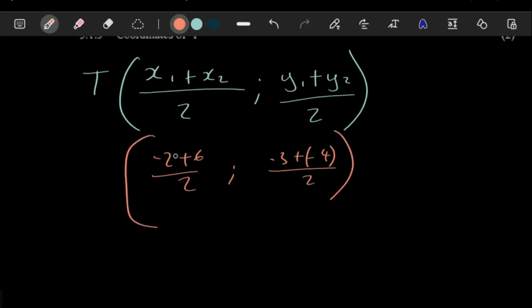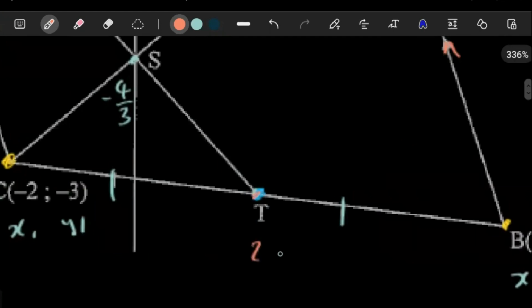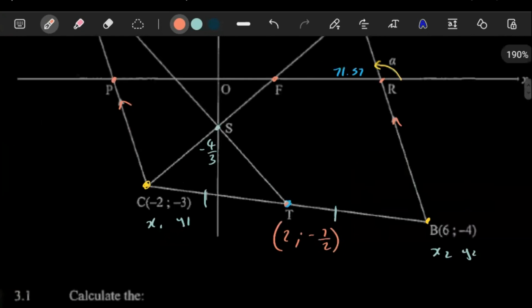So this is like 4 over 2, that's going to give you a positive 2. And this one is going to be a negative, because a plus and a minus gives you a minus. So this is like negative 7 over 2. This is your coordinate of T. And it kind of makes sense, but as you get it, you want to put it in your sketch. Let's just carry on here.